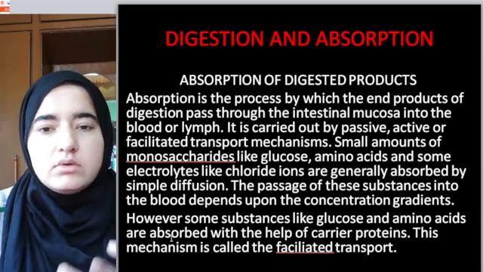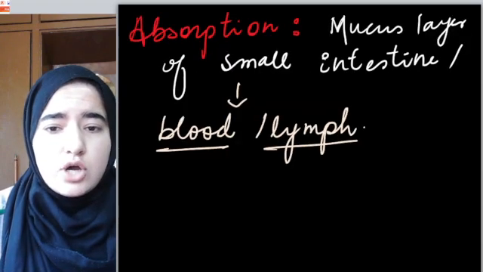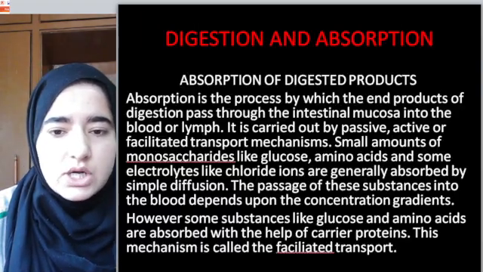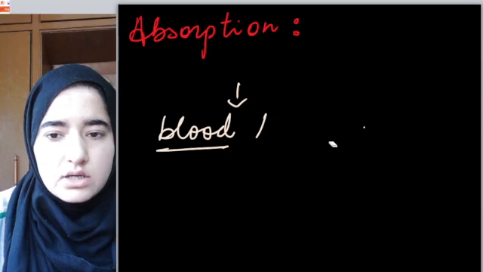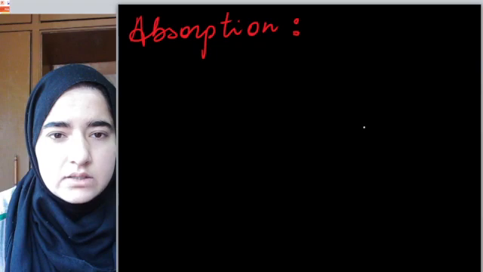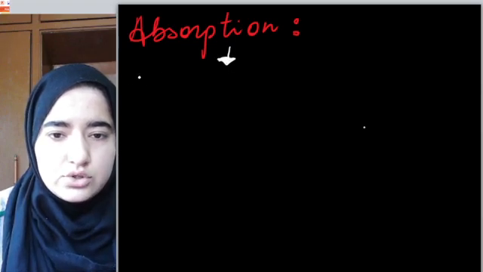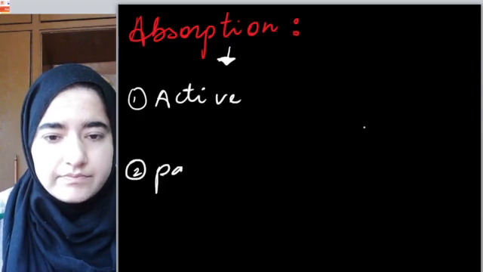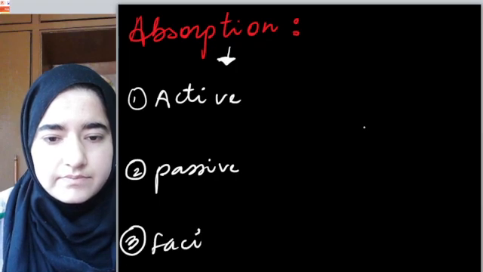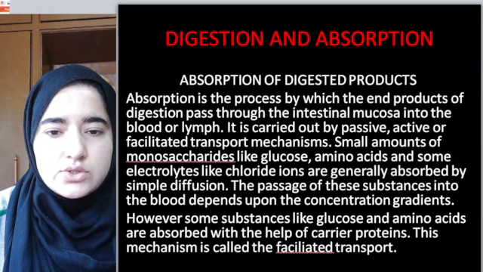So I already mentioned that absorption takes place through the intestinal mucosa and goes directly into the blood or into the lymph. This absorption takes place through three transport mechanisms. The first one is active, another one is passive, and the third one is facilitated.